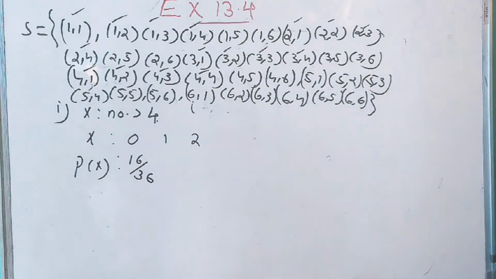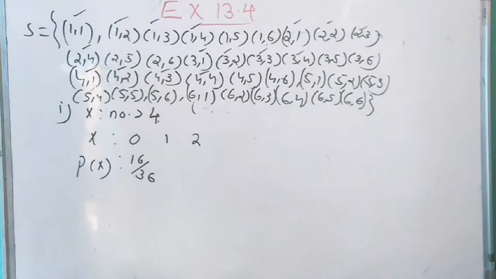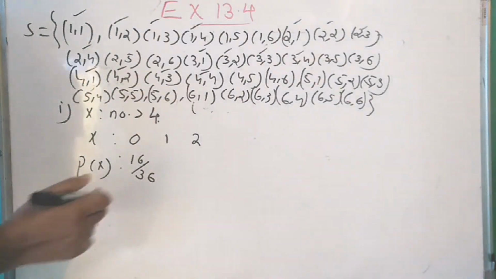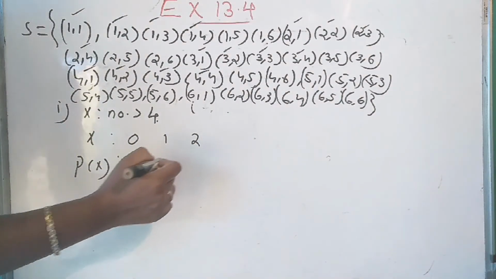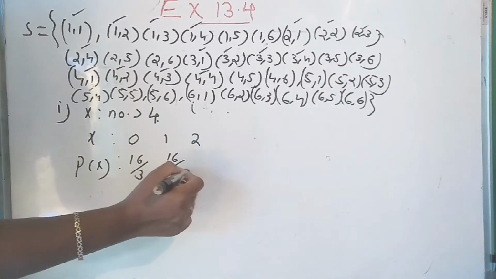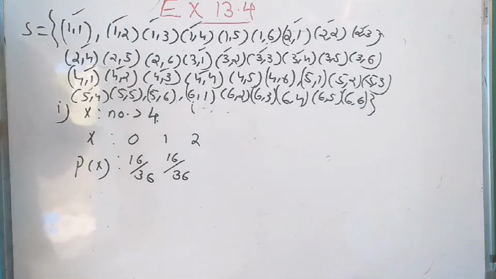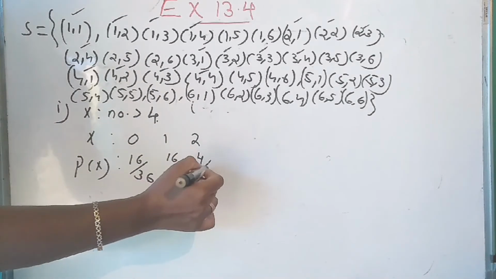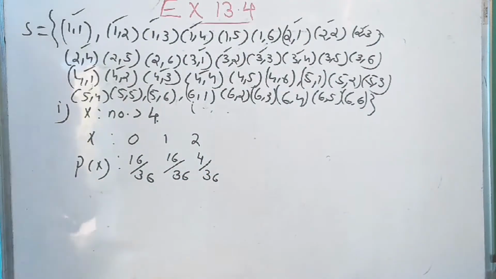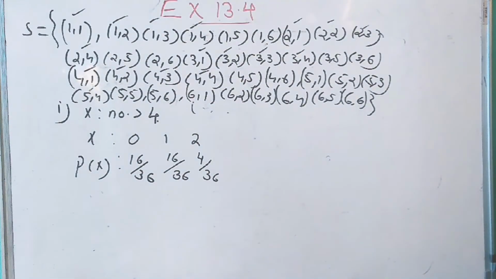Now at least one number greater than 4, that is X equal to 1. That also gives 16 outcomes with at least one number greater than 4. Now both numbers are greater than 4: there are 4 outcomes with both numbers greater than 4. So this is our probability distribution corresponding to the first case.